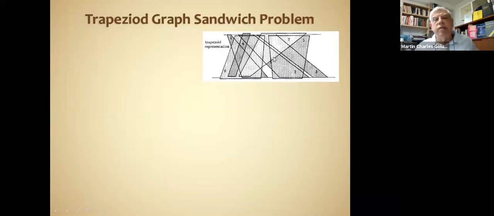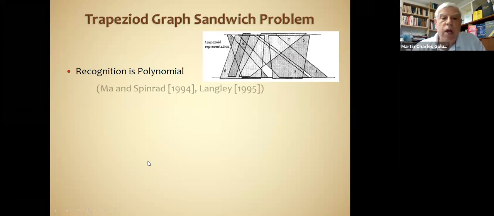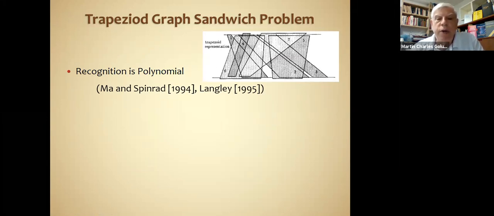So trapezoid graphs, as some of you will know very well, are the intersection graphs of trapezoids on a channel. So if you look at this diagram, you can see there are a bunch of trapezoids. We create their intersection graph, and that will be a trapezoid graph. And a graph will be a trapezoid graph if it has such a representation. So first of all, the recognition problem for trapezoid graphs is polynomial. The first algorithm was by Ma and Spinrad, and then an improved one by Langley.